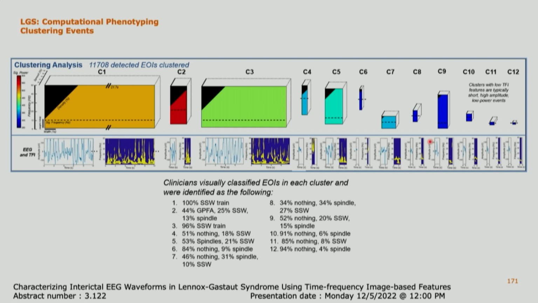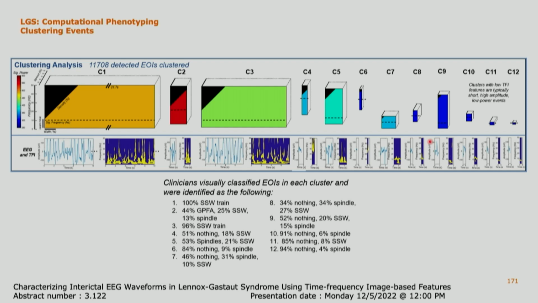So this is just a graphical representation of some of the features of these different clusters that were pulled out. And then at the bottom, it's maybe a little hard to see, are when we had epileptologists review them, we had them look at what do you think this particular event was in this particular EEG? Was it slow spike and wave? Was it GPFA? Was it nothing?